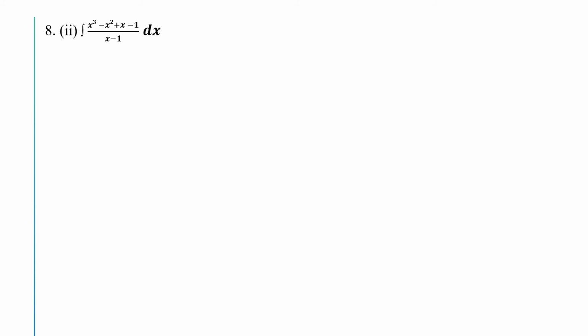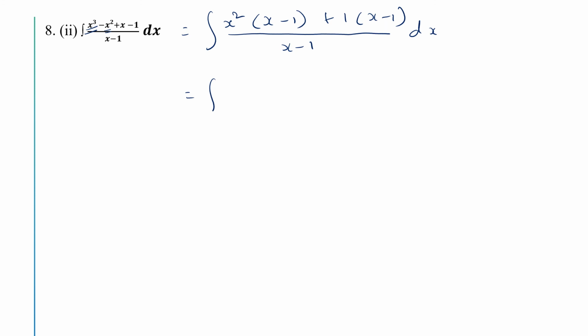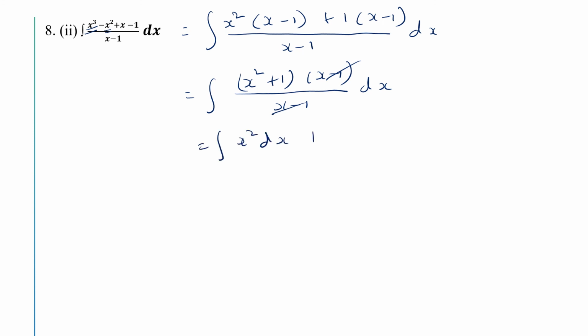The next question is integral x cube minus x square plus x minus 1 divided by x minus 1 into dx. So here x square is common from these two terms. Let us take x square outside. So we will have x minus 1, then plus 1 into x minus 1 divided by x minus 1 into dx. So this is equal to, we can factorize this, x square plus 1 into x minus 1 upon x minus 1 into dx.